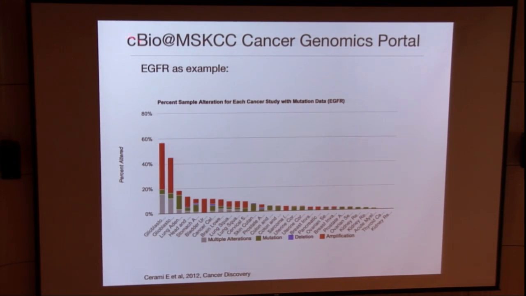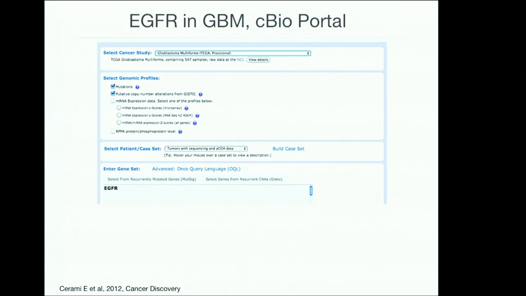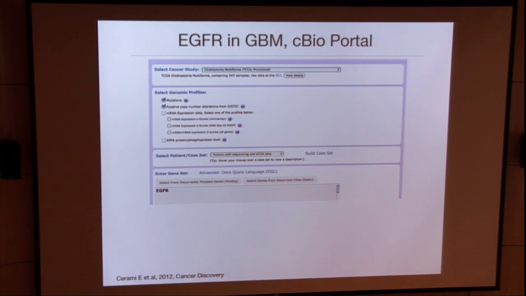So, for example, if you're interested in EGFR, epidermal growth factor receptor, you can get an overview here of the different cancers where it is mutated or amplified. And in this case, you can see that glioblastoma is one of the brain diseases where EGFR is highly amplified and mutated.